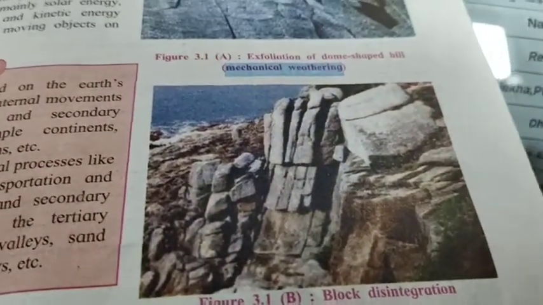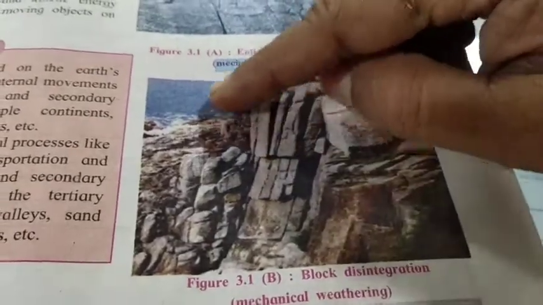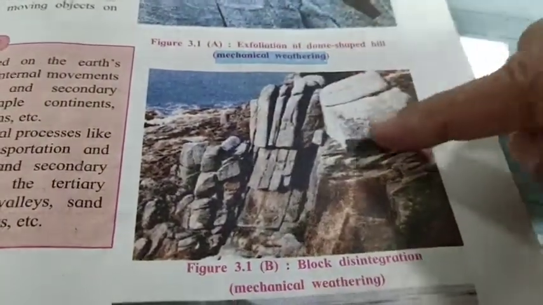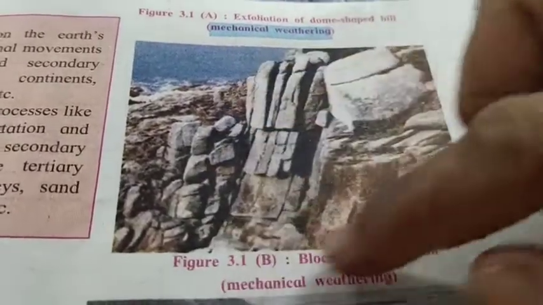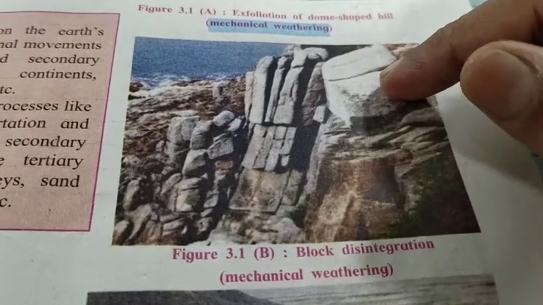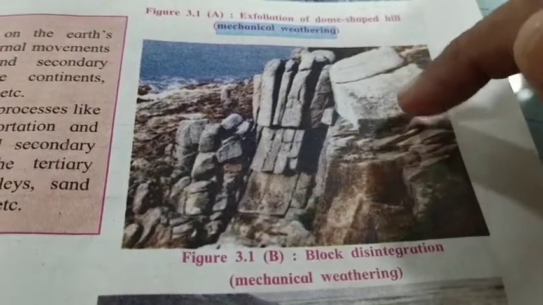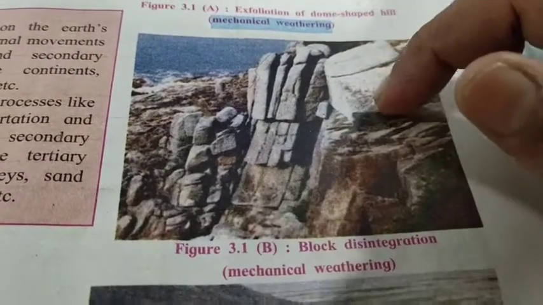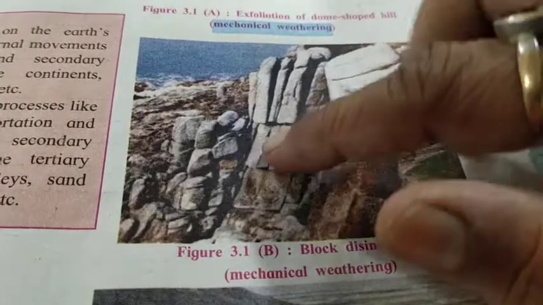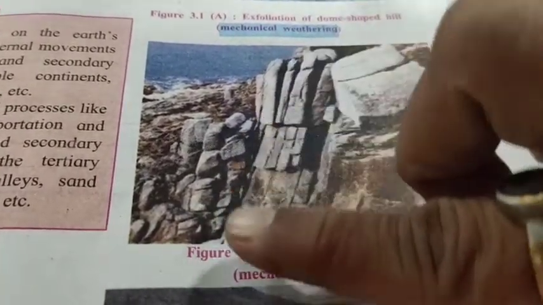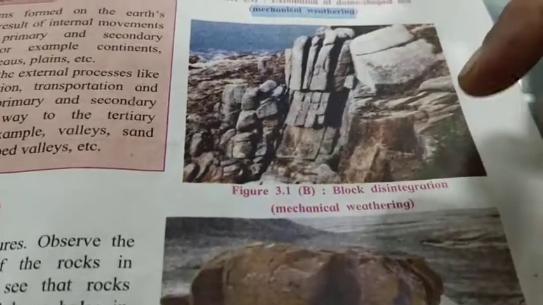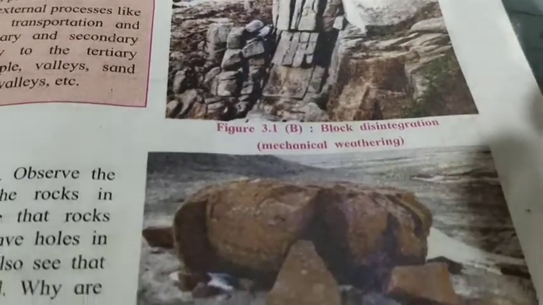Now this is a rock which is very close to the sea. We can see the sea part here, and this is the cliff. You can see that this whole rock has been disintegrated. This is a block of a rock and it has been broken up into pieces. It is not an even rock. Again, this is an example of mechanical weathering.